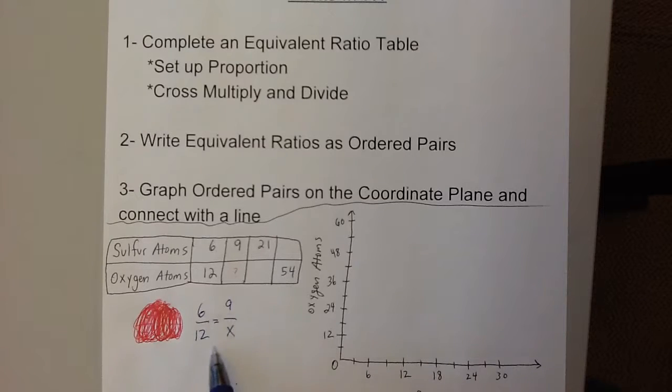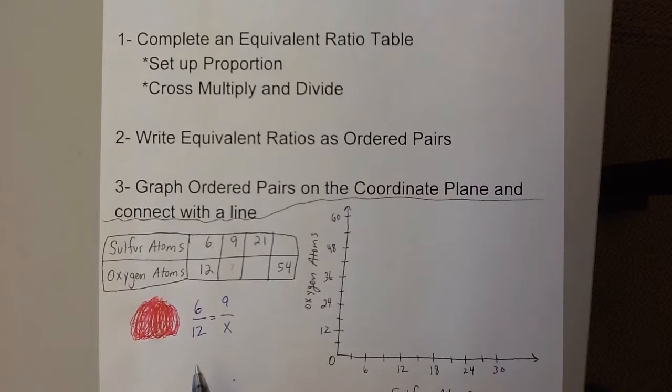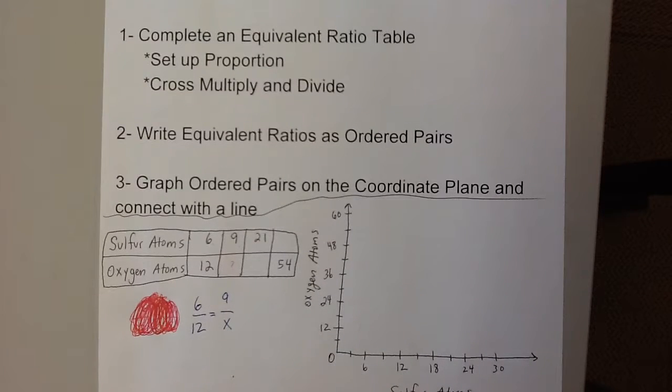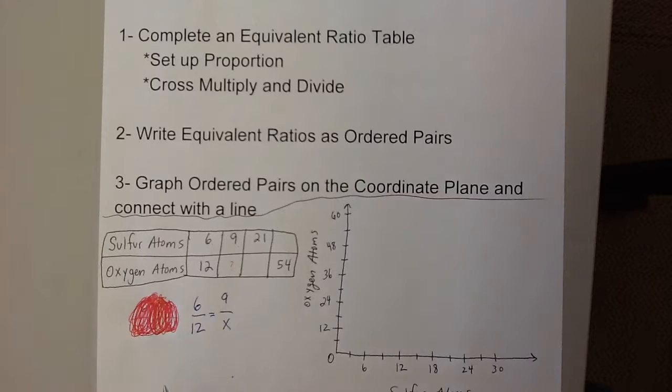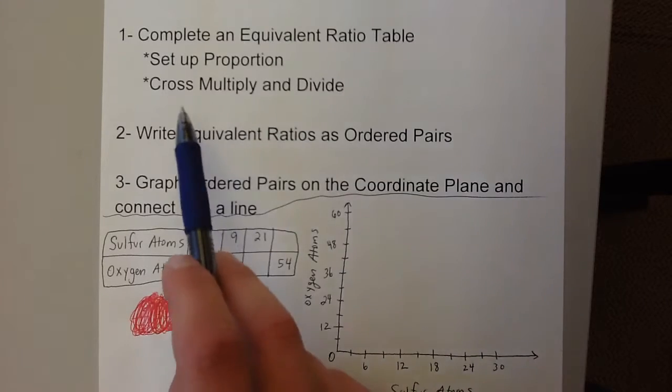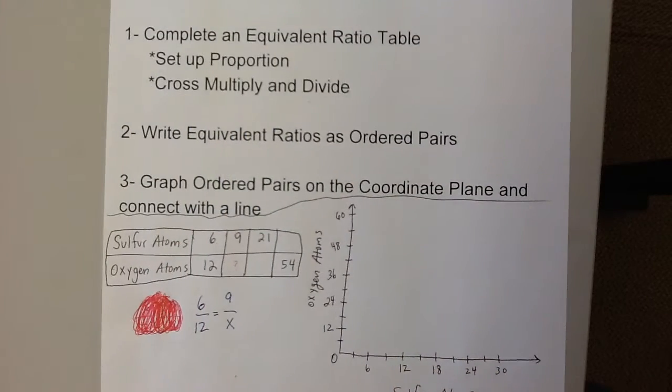So here this is called a proportion. A proportion is two equivalent ratios set equal to one another. So 6 to 12 equal to 9 over X. Now this is one strategy we have not learned yet. This is new for chapter 7. This is cross multiplying and dividing.